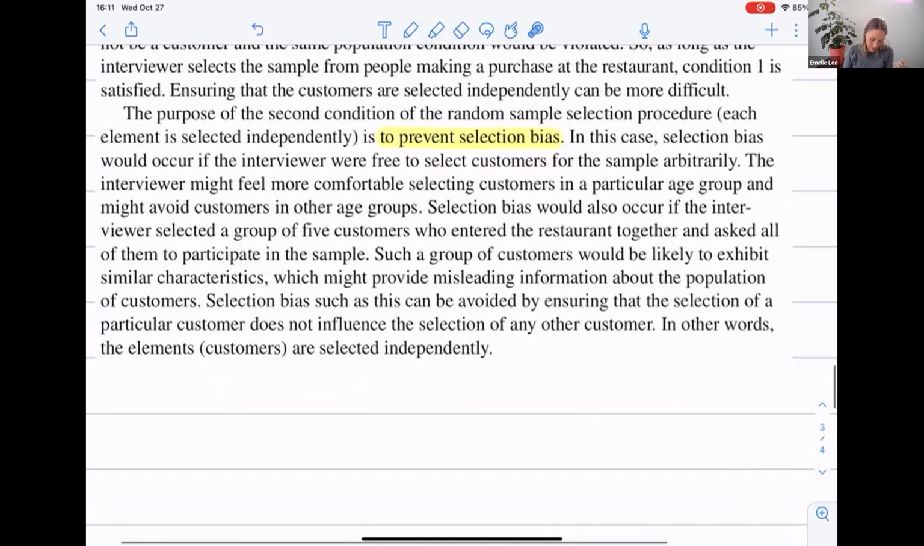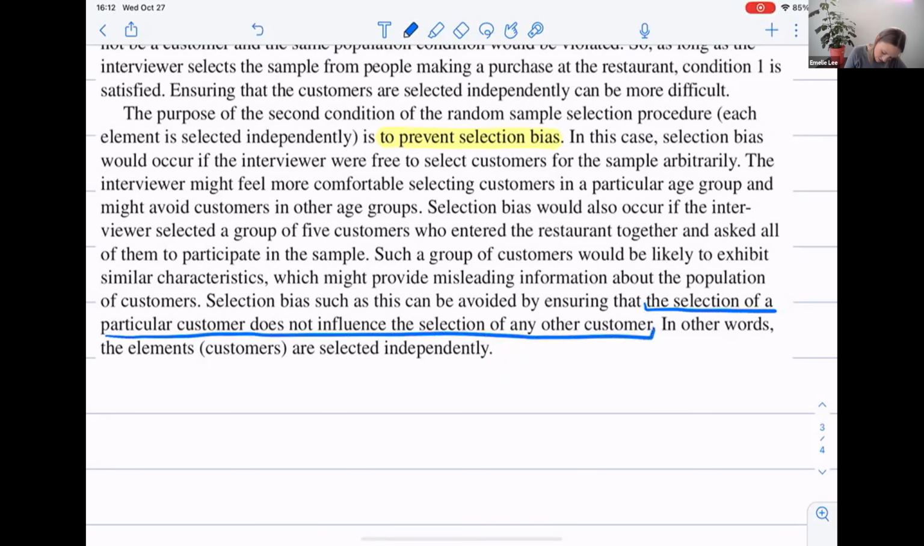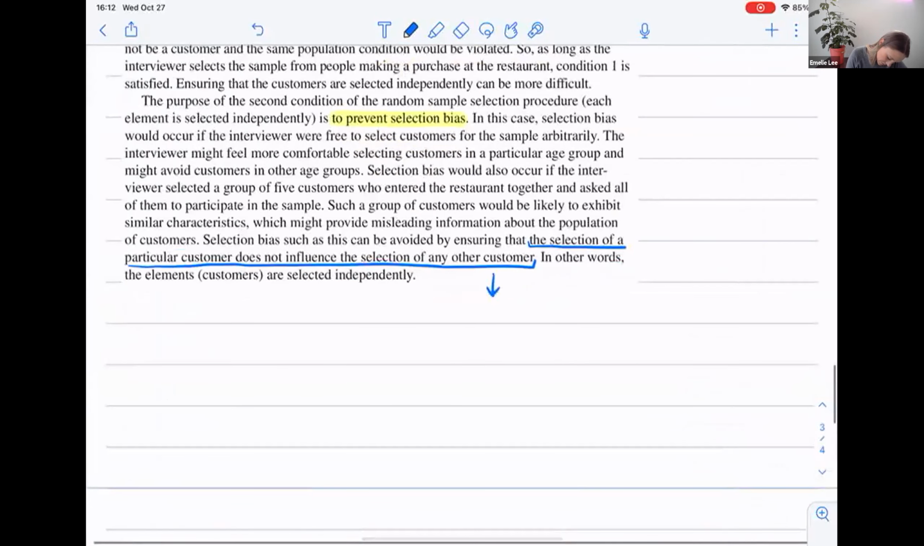So selection bias such as this can be avoided by ensuring that the selection of a particular customer does not influence the selection of any other customer, right? And so that's the definition of it being independent, okay? So in other words, the elements, the customers, are selected independently. The selection of a particular customer does not influence the selection of another customer. This is the definition of independence.